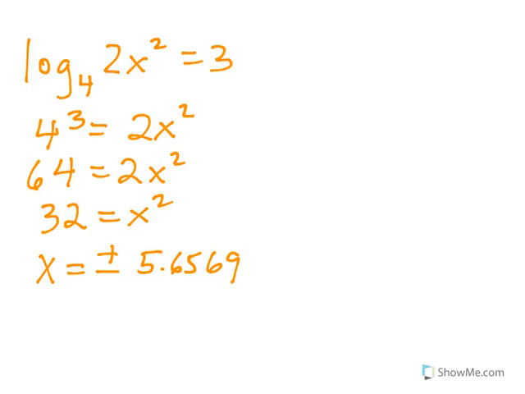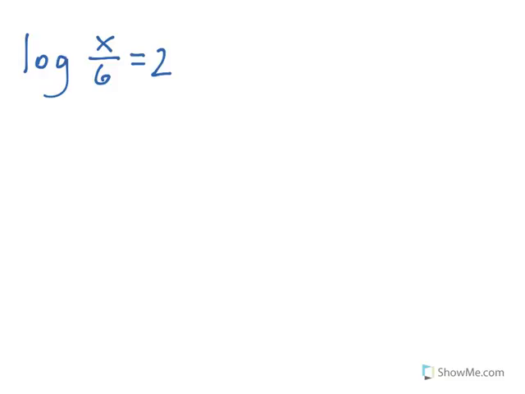Last step, look back at the original equation to check on our solutions. Whether x is positive or negative 5.6569, it gets squared before it gets logged, so both our answers are good. We have to check, though, because we can't take the log of a negative number. Let's go back to the other two examples. So if we use log x over 6 equals 2, we switch to exponent form, 10 squared equals x over 6. And of course now we can solve.